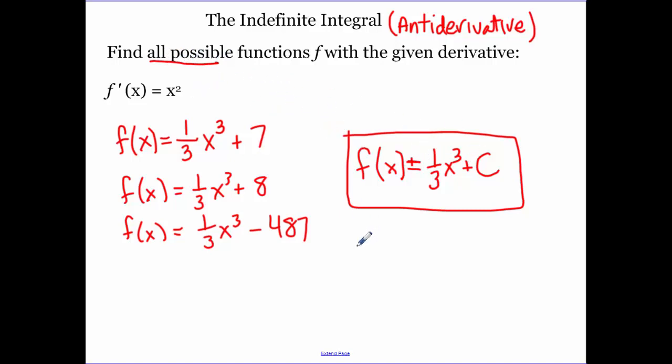Because if I now take the derivative of this, f prime of x, remember I bring down the exponent, 3 times 1/3 is 1, and I reduce my exponent by 1. The derivative of a constant would be 0. So I get what I was looking for.